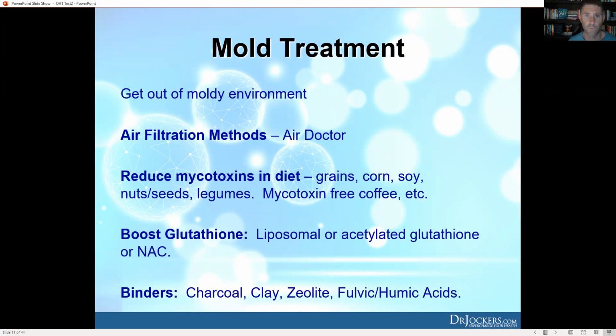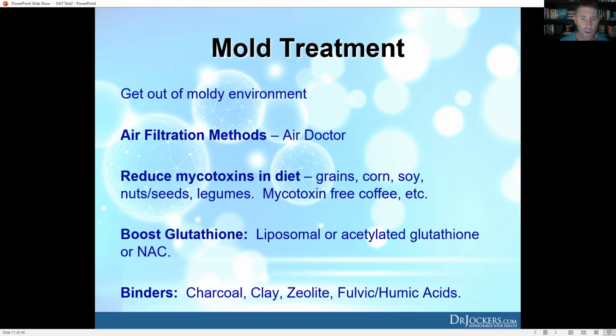Mold treatment, of course, you want to get out of a moldy environment. You want to use different air filtration methods like the Air Doctor. Reduce mycotoxins in your diet. So again, grains, corn, soy, nuts and seeds, legumes. Coffee can be a big factor too, so you're looking for a coffee that's been tested and is mycotoxin free. I like Four Sigmatic and Life Boost coffee. Those are 2 very good ones that are mycotoxin free.